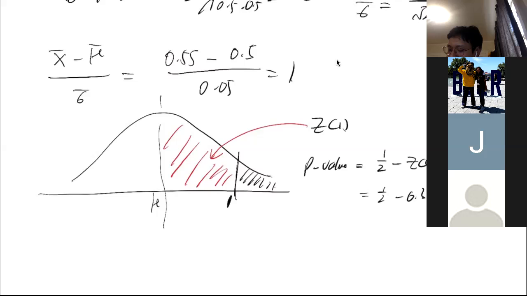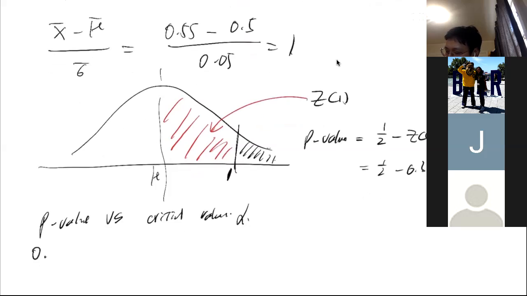So now we want to compare our p-value versus the critical value alpha. The p-value is 0.1587, and our critical value is 0.05. So we know that our p-value is greater than our critical value. So we can't reject our null hypothesis, and we can't conclude that the coin is biased toward head.